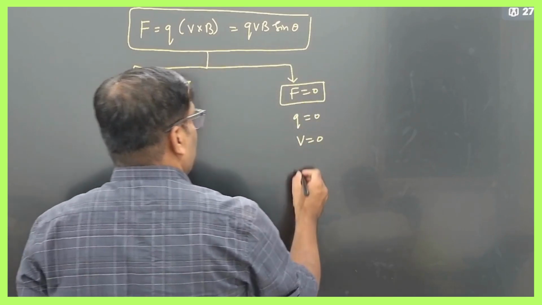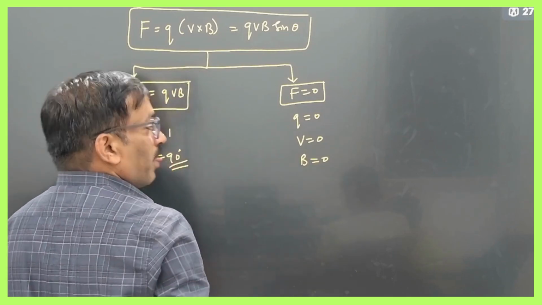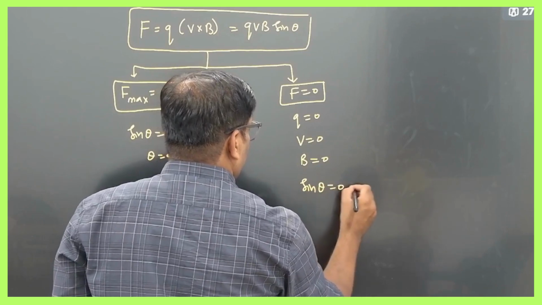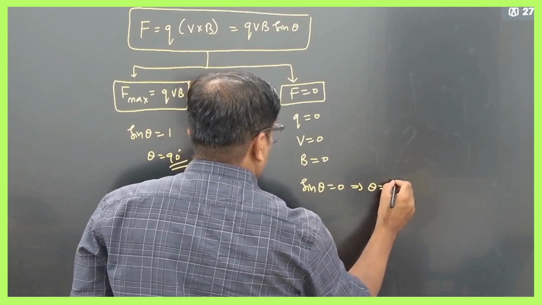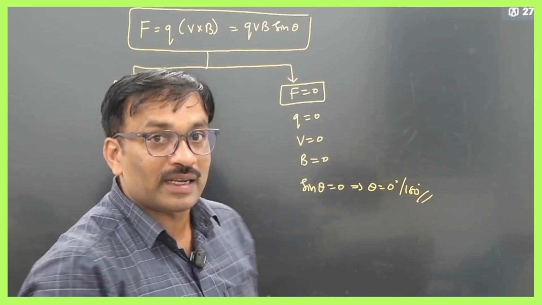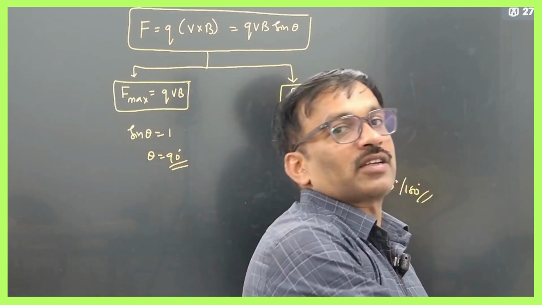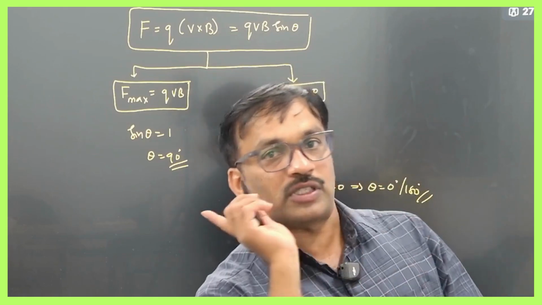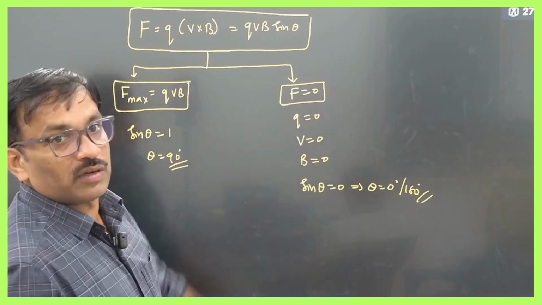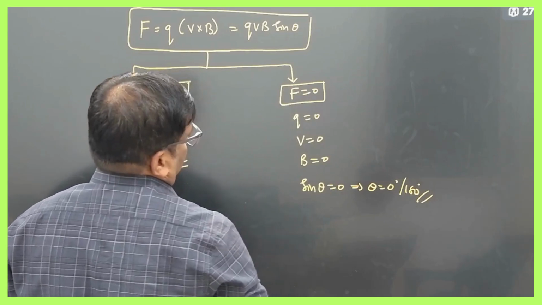And if there is no other external magnetic field, the force will also be 0. Also, if sin theta is equal to 0, that implies theta is equal to 0 or 180 degrees. That means if a charged particle enters in the direction of the magnetic field or opposite to the direction of the magnetic field, it will never experience any force. So the force will be 0 in all these cases.